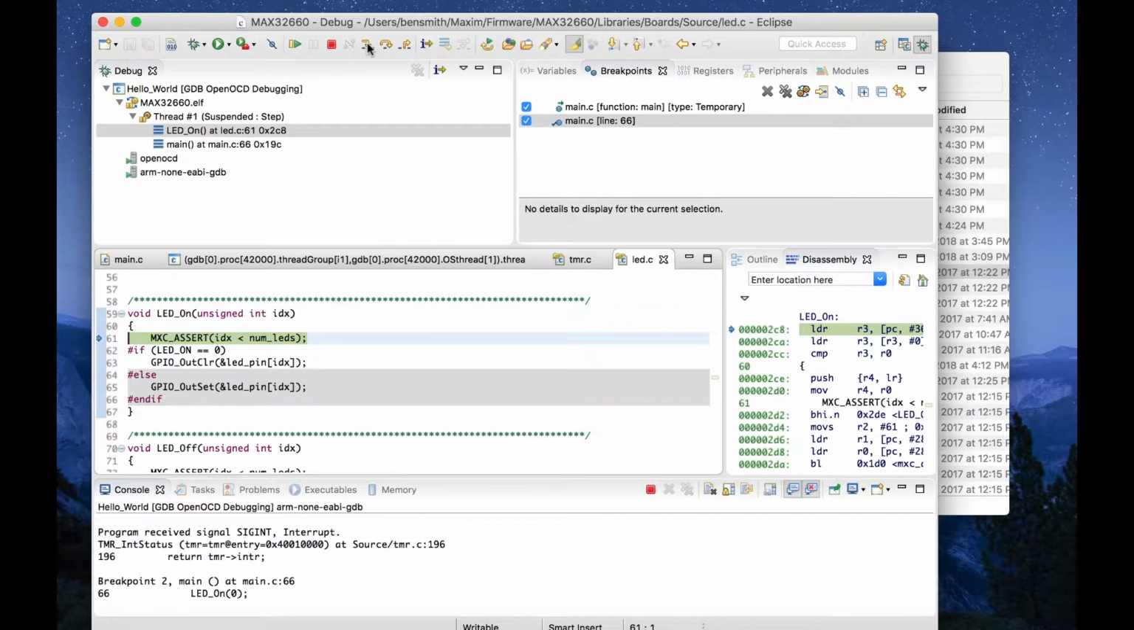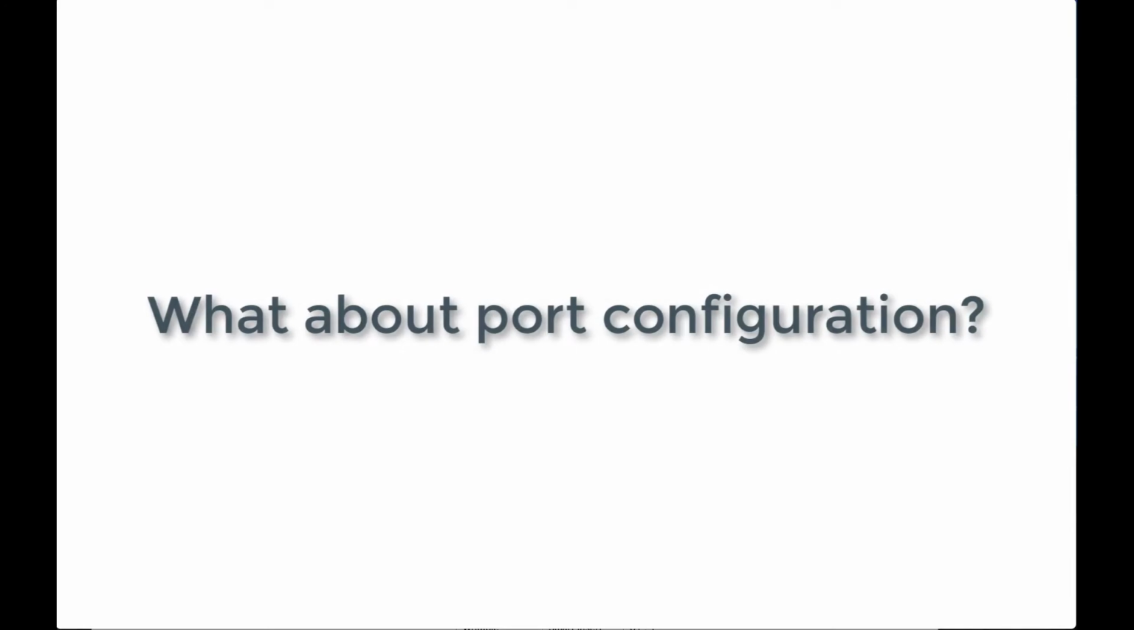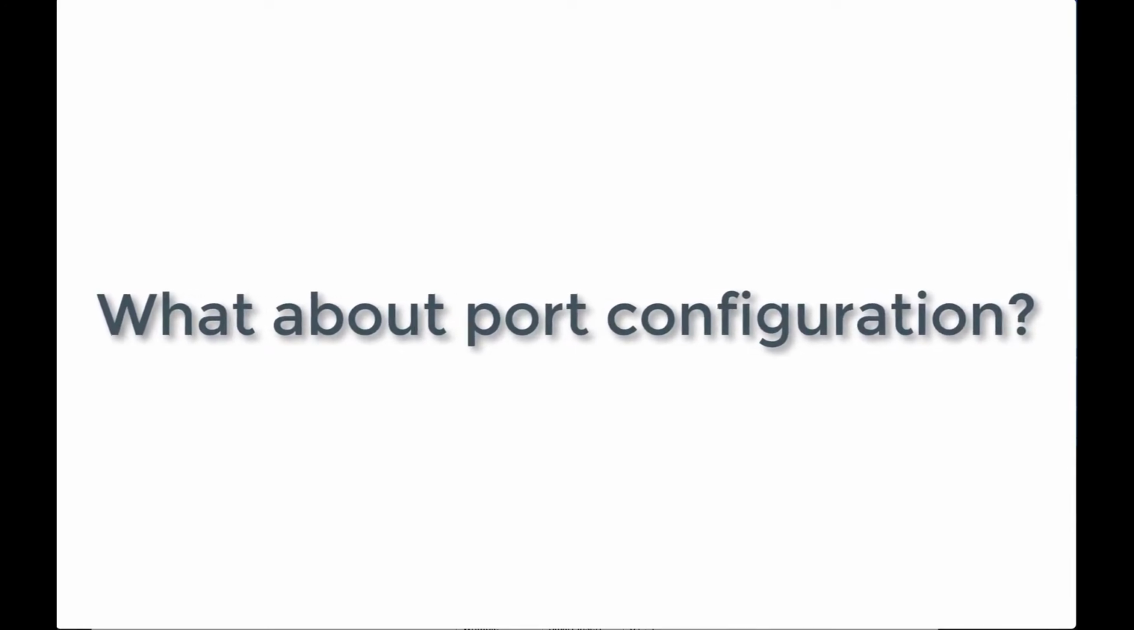In LED on, we see a runtime assertion that checks to make sure the LED index is in bounds, and then a compile time conditional. LED on is defined as 1 in the board support files, so only the GPIO outset routine will be called. Now let's talk about that for just a moment. As far as we know, nothing has been configured yet.